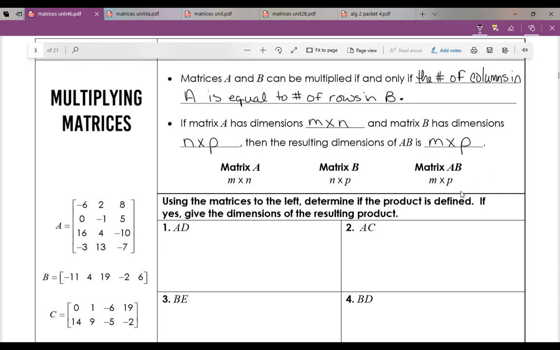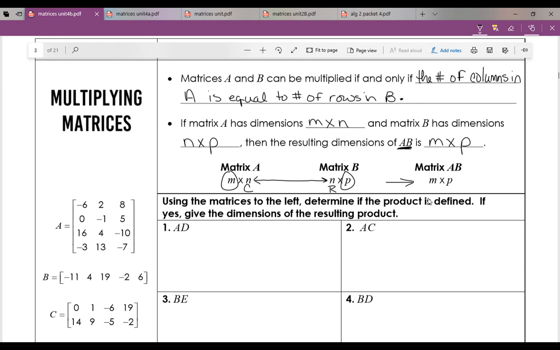Basically, you have to do it in order, whatever matrix comes first. So if I'm multiplying A times B, I'm going to write the dimensions or the order of matrix A first, then the dimensions of matrix B. Notice how these two numbers are the same. The number of columns in matrix A equals the number of rows in matrix B. That's what that statement says. If that is true, the outside numbers are how big the matrix answer will be. That's how big the product will be.